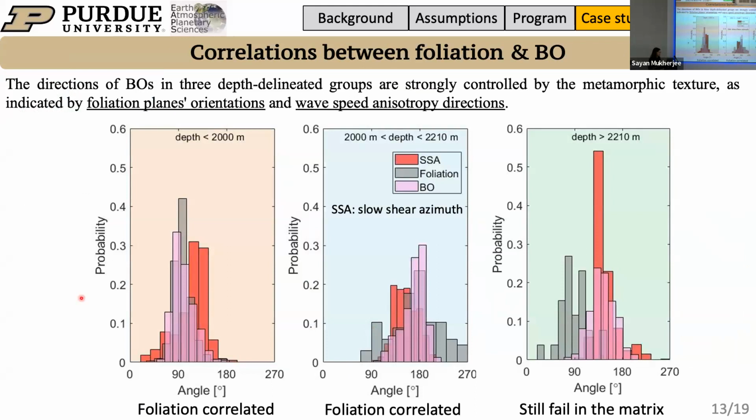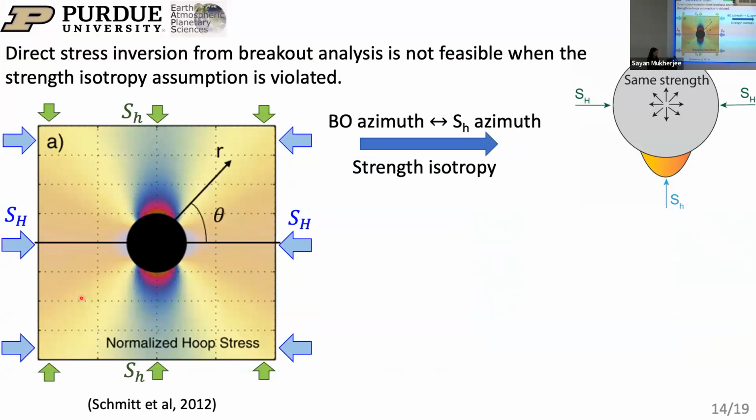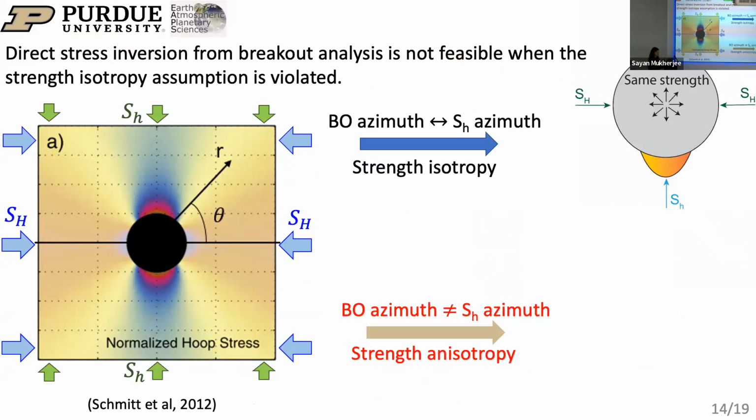And then, after we know that the rock is maybe not isotropic, we cannot do the conventional analysis anymore, because conventional analysis has a one-to-one correspondence, meaning that where we have the higher stress is the location where the breakout occurs. But that is actually not true if we have strength anisotropy. And if we have strength anisotropy, then our breakout azimuth does not correlate with our minimum stress azimuth.